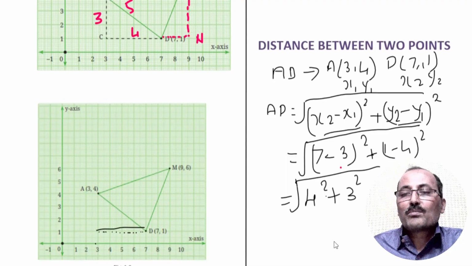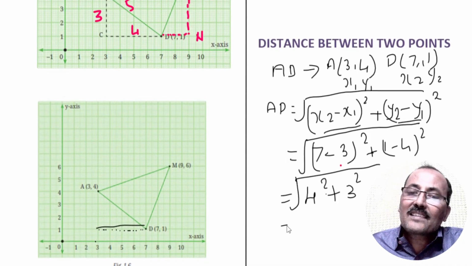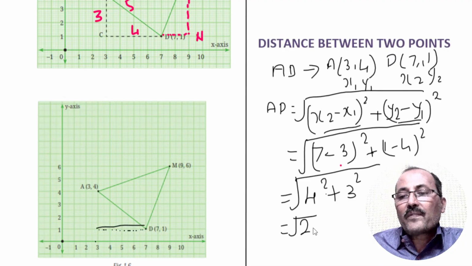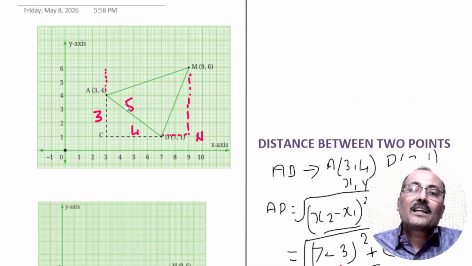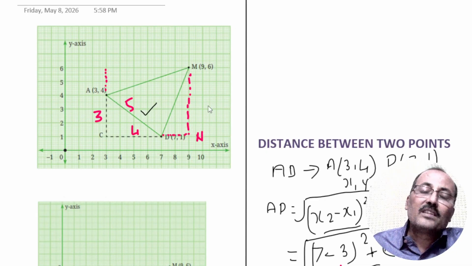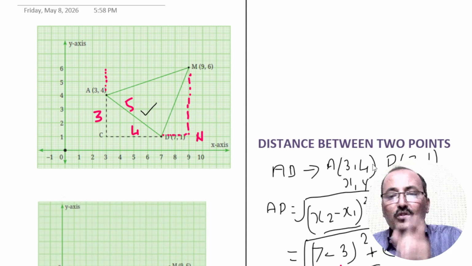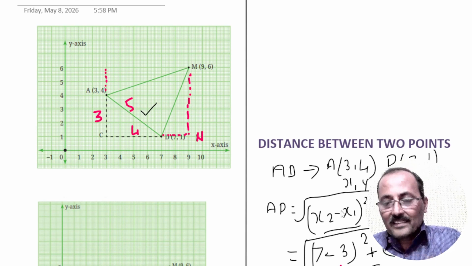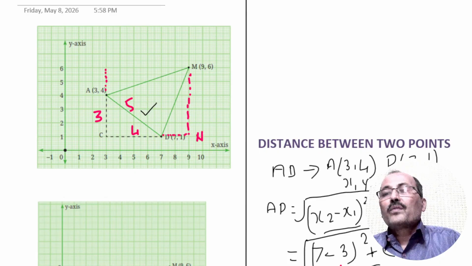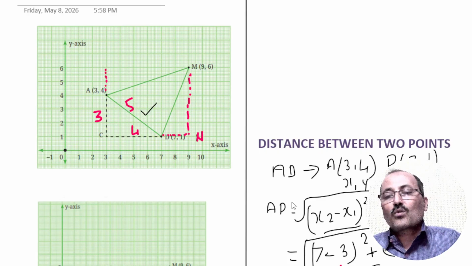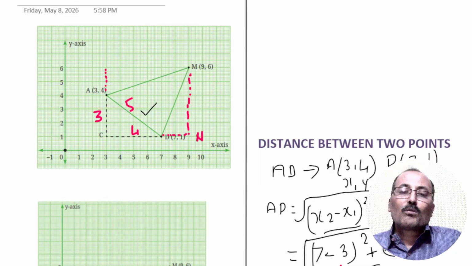Okay, now let us move to this one. So what is this answer? 3 square plus 4 square, the answer is square root of 25, that is nothing but 5. That is the length we got here. To find the distance between 2 points, we use a new formula. This is the formula you are going to follow from now onwards: square root of (x2 minus x1) whole square plus (y2 minus y1) whole square.